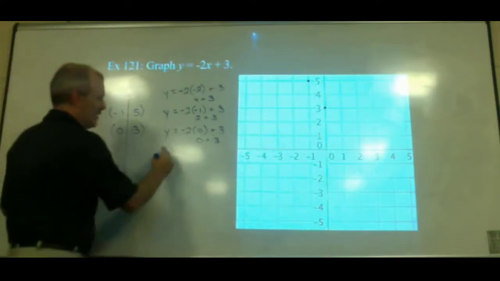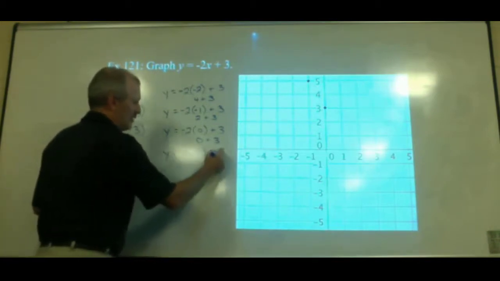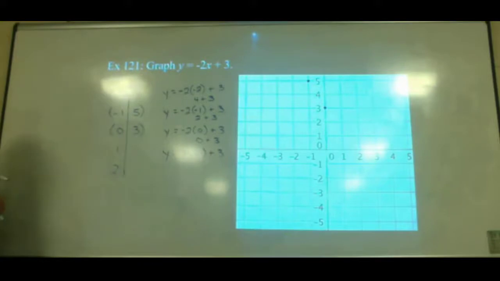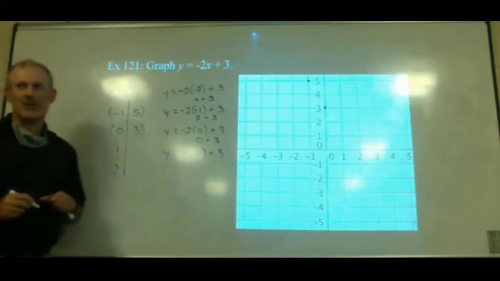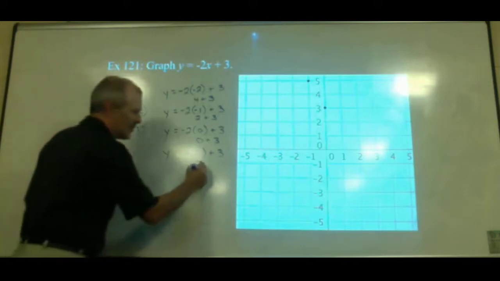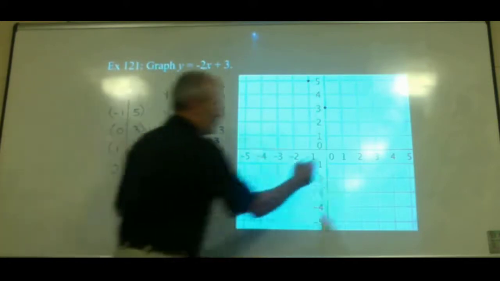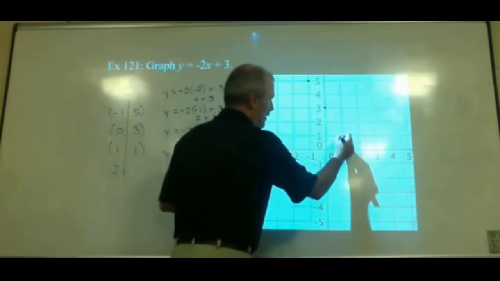Now let's try the 1. I'm replacing the x with a 1. And -2 times 1 is? -2. And then plus 3 is 1. So 1 comma 1. So that means 1 to the right and up 1.